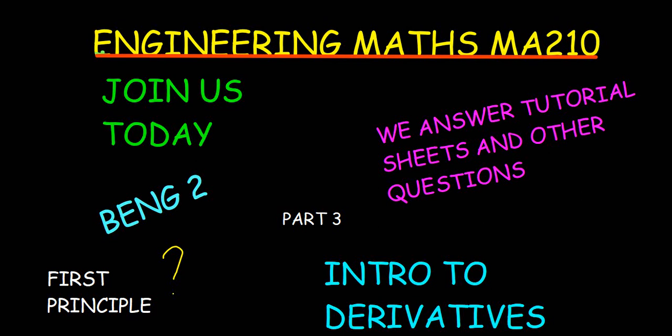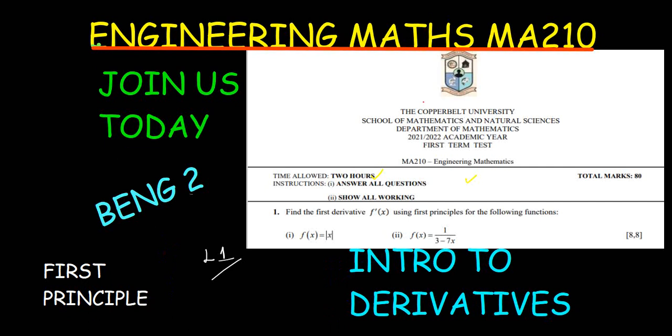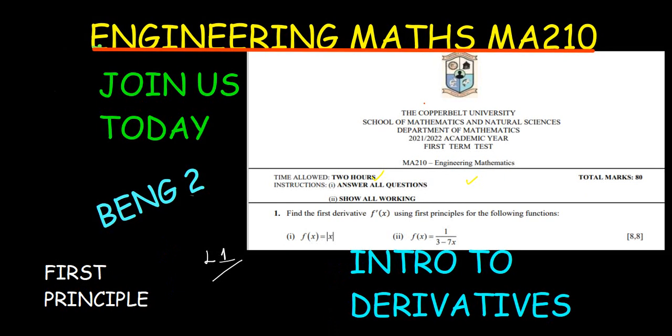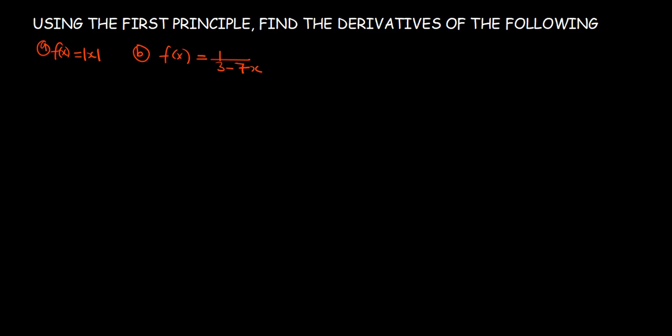So what we are going to do is go direct to those questions which came in 2022. The questions I'm talking about are these ones. Are you able to see? So these questions, such as this one and also this one, covered 8 marks and we'll get that 8 marks together. So these are the questions that you saw there.